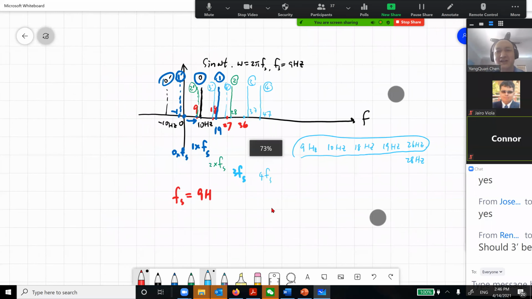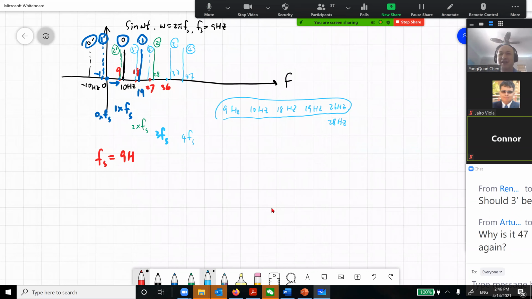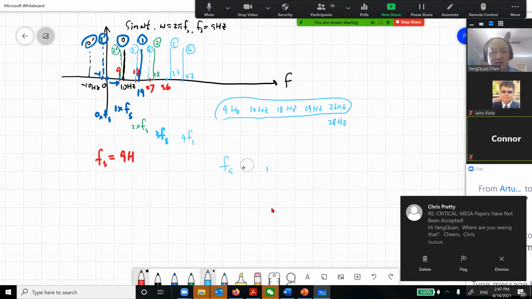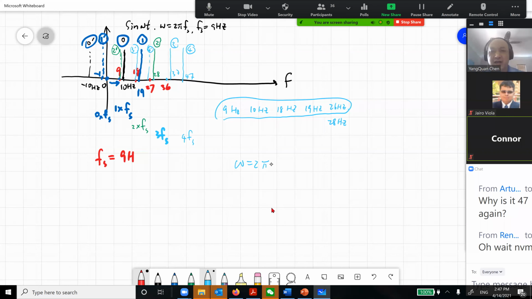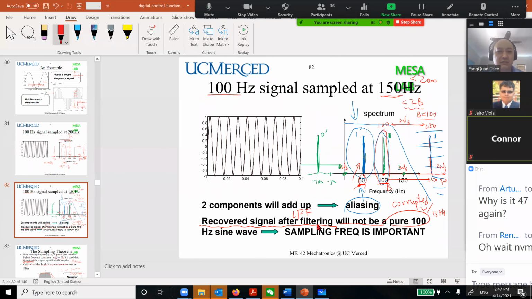Okay. So maybe you feel like this is kind of tricky. So let's do this. Fs is 10 Hertz. Okay. So, but sorry, my signal omega is 2 pi times 10 Hertz. Okay. But my sampling frequency is 15 Hertz. Okay. So this is the example we're seeing in here. This one. Okay. I'm going to show you how this 50 is coming out.